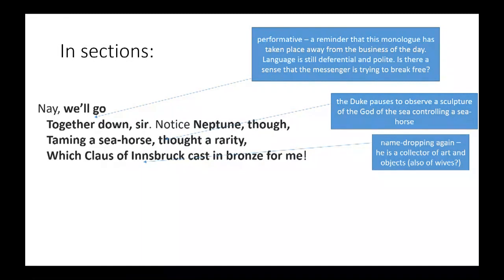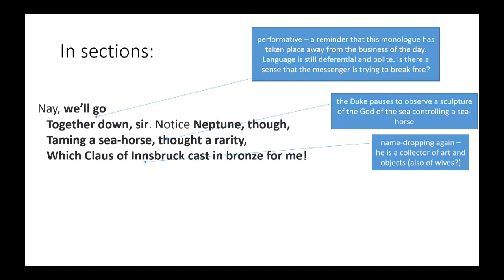And then the final part of the poem mentions another piece of artwork. Can't resist it. And this artwork is a sculpture of the god of the sea, Neptune, taming a seahorse. "Thought a rarity," and then name drop somebody, again an invented sculptor, Claus of Innsbruck. He's a collector of art and of objects, and probably of wives as well. He's a scary fella with a lot of power and wealth and desire to have control.